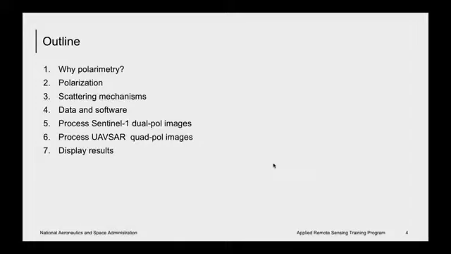Our outline is we're going to start talking about why polarimetry. I know a lot of our audience is coming from the optical world. A brief introduction on polarization, and then we're going to move to scattering mechanisms. Then talk about data and software. We're going to cover 2 instruments today, one that's spaceborne and one that is airborne, including analyzing dual pole and quad pole imagery. And last, we will display the results of our classification.